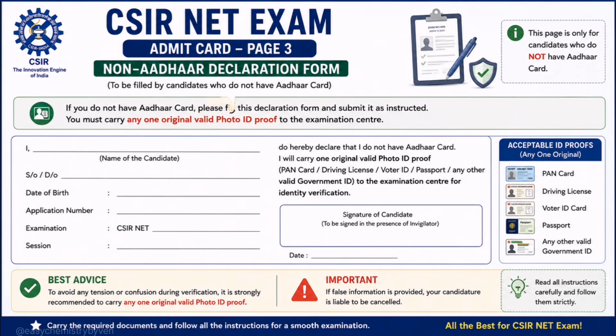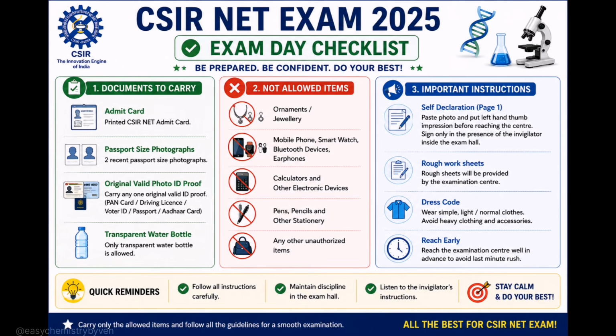Finally, a quick checklist before leaving home: admit card, 2 passport size photos, original valid ID proof, water bottle, self-declaration completed with photo and thumb impression.